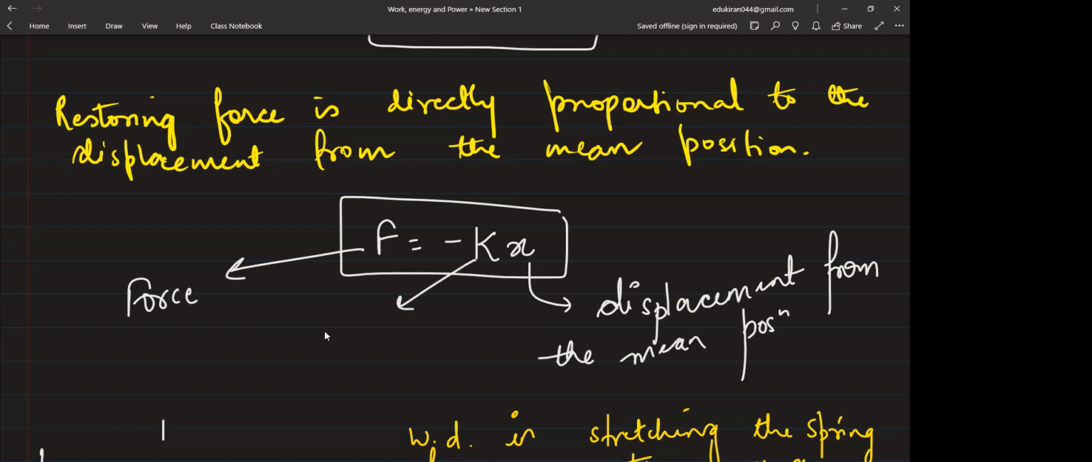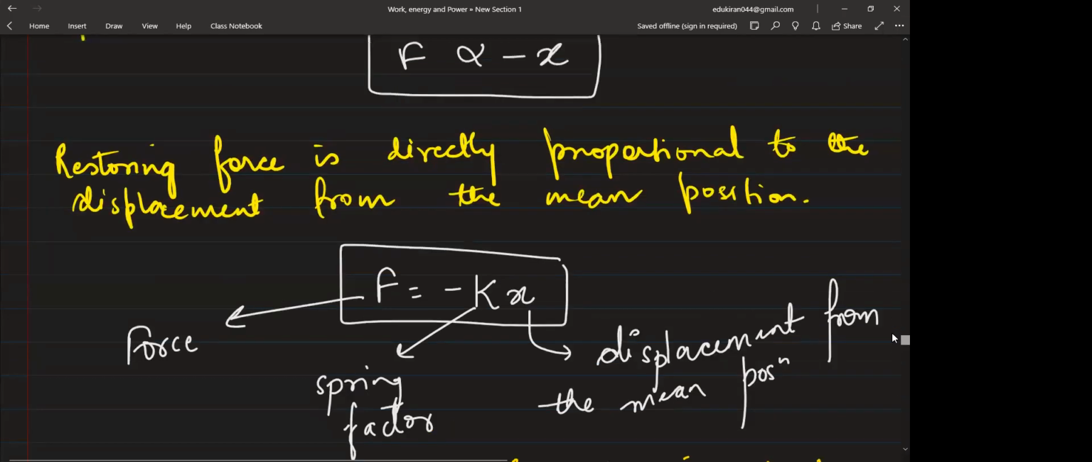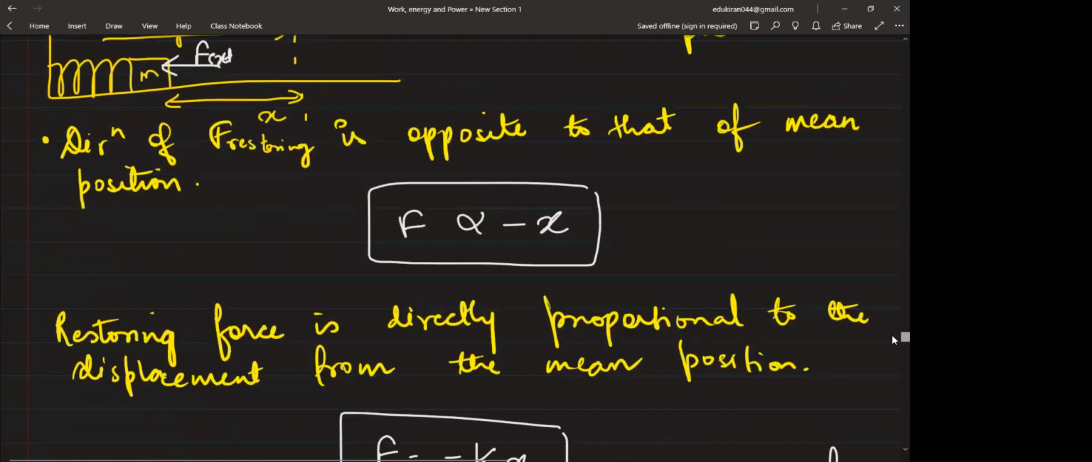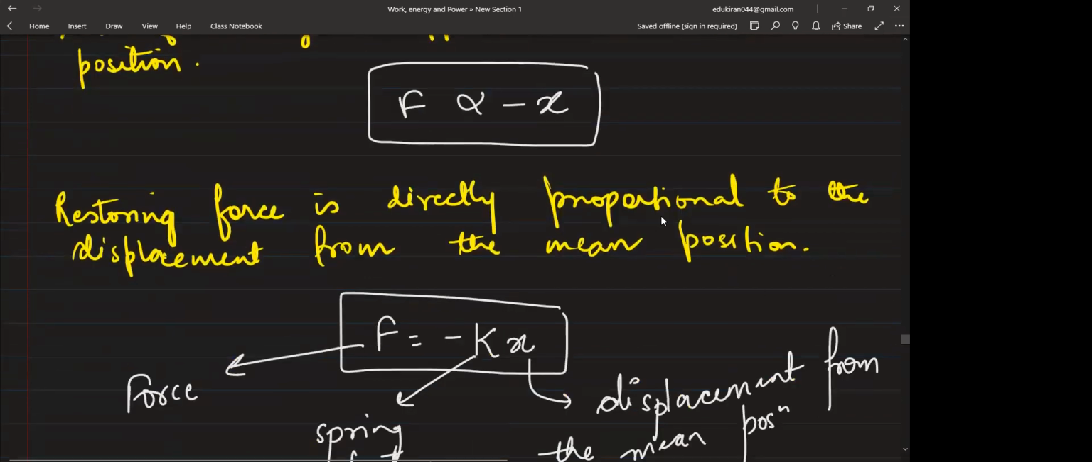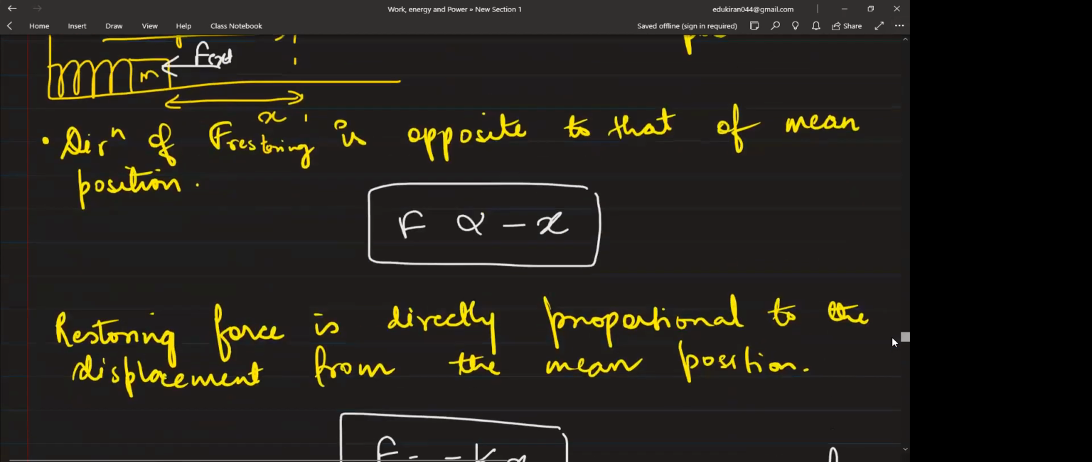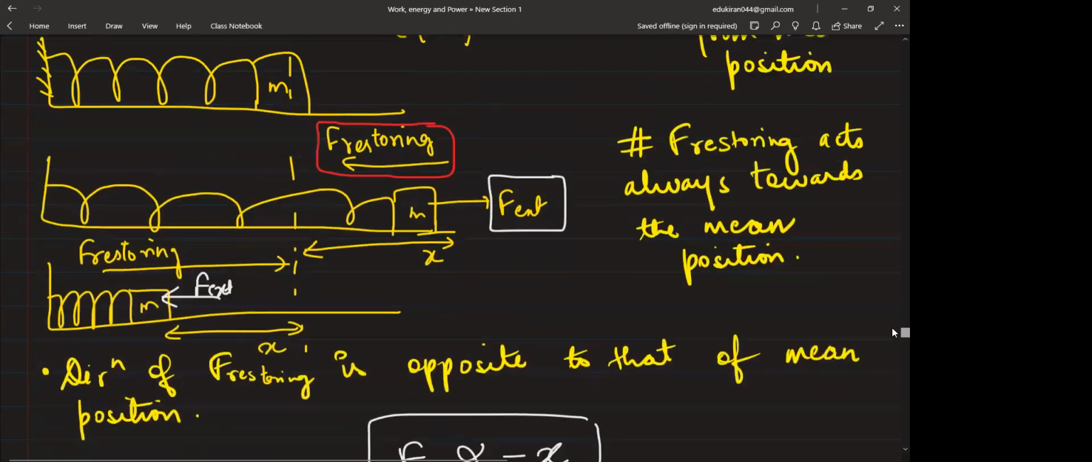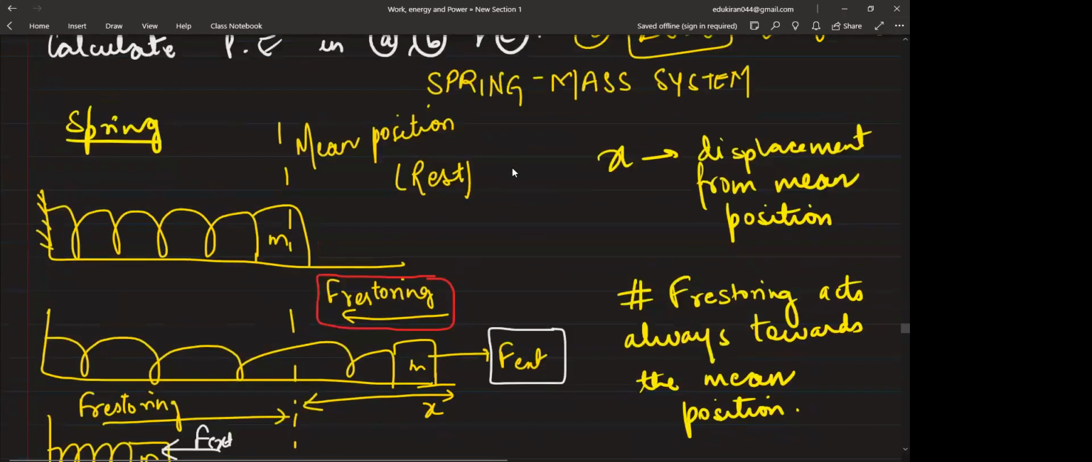This is the force, and k is a spring factor, which is present in different systems. Like in the spring mass system, we say this is the spring constant. All right, this is the way we have been calculating this. So F is directly proportional to the displacement. This is one point, and the negative sign shows that it is directed towards the mean position, that is, in the opposite direction of the displacement. All right, start writing this from here.